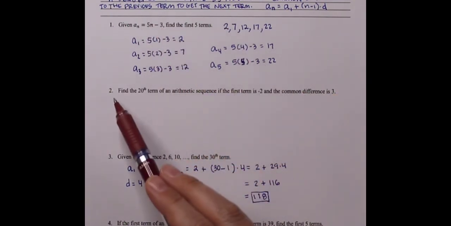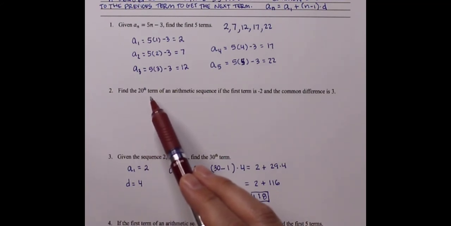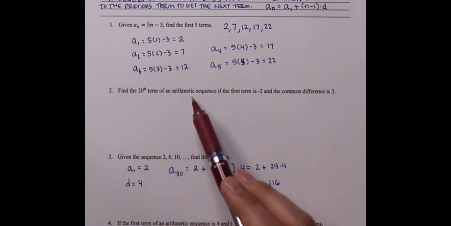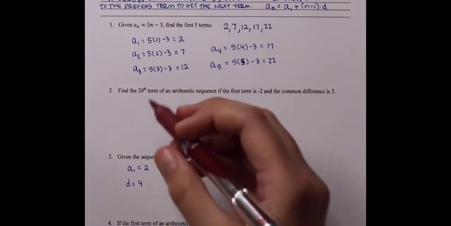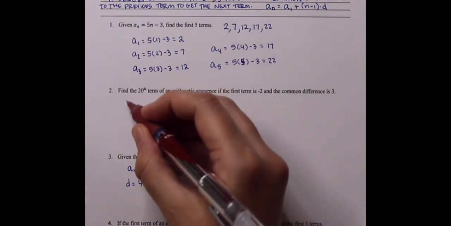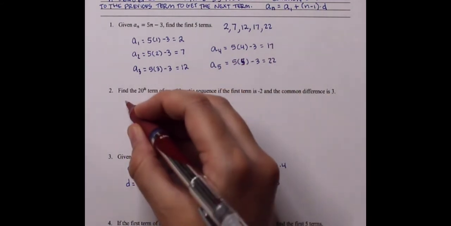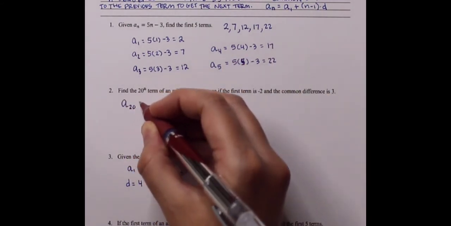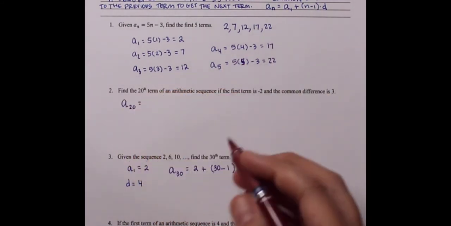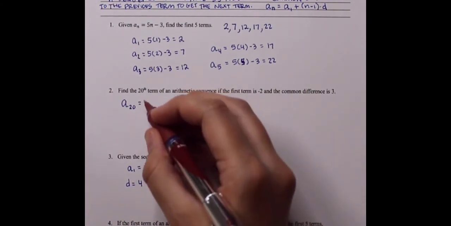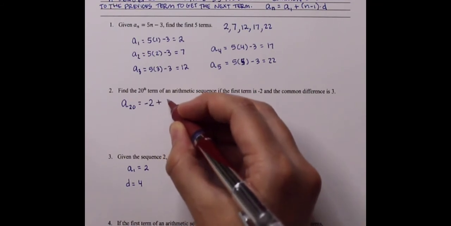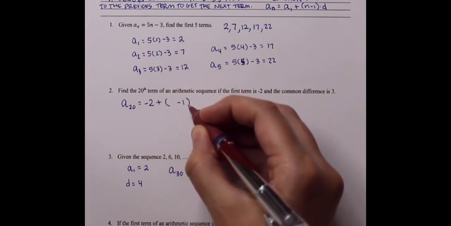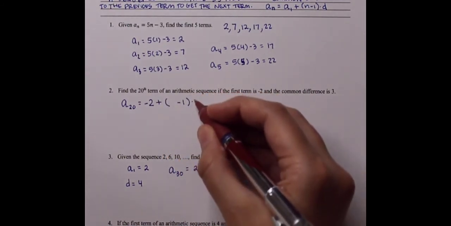Number 2, find the 20th term of the arithmetic sequence if the first term is -2 and the common difference is 3. Okay, so we are going to use our formula that we have written down, and we are looking for the 20th term. So we are told the first term is -2, so we take our formula and we say our first term plus n minus 1 times our common difference d, so times 3.